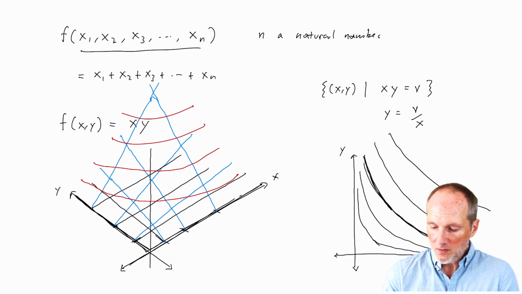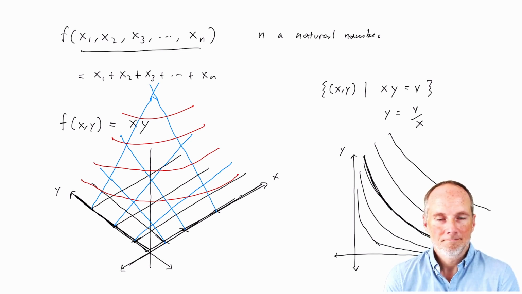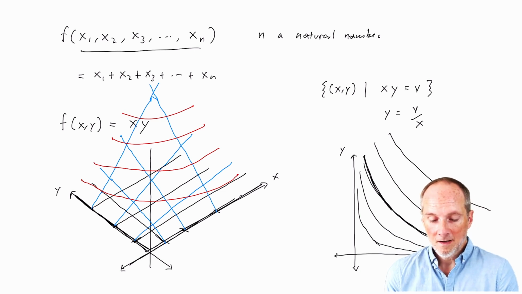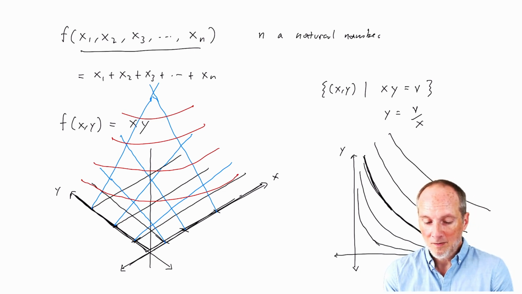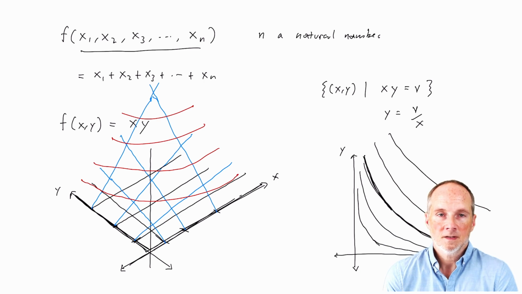Okay, so that's a little bit about multivariate functions. These are just a few examples. You can imagine any kind of functional form for these things. Functions can be very complex or very simple, like these additive ones. Okay, that's it for this installment.